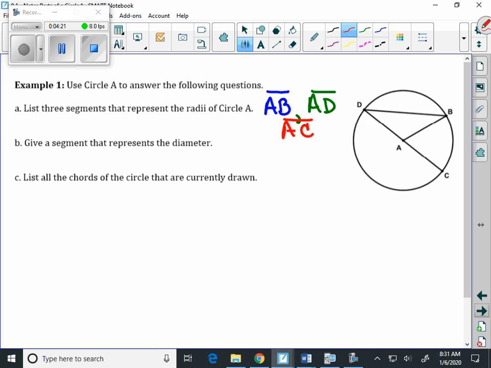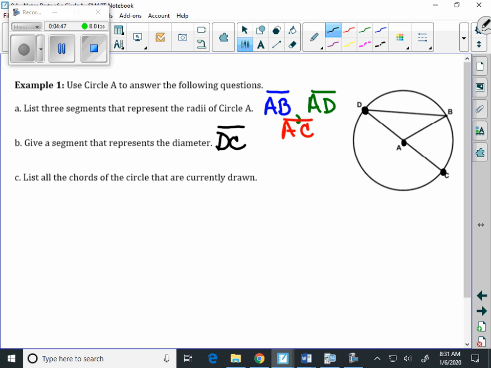Segment of the diameter. The diameter is a chord that spans the entire length of the circle. So we've got a point here and a point there, and we go through the center. That's really important for the diameter. So we can give that segment as DC or CD if you prefer.